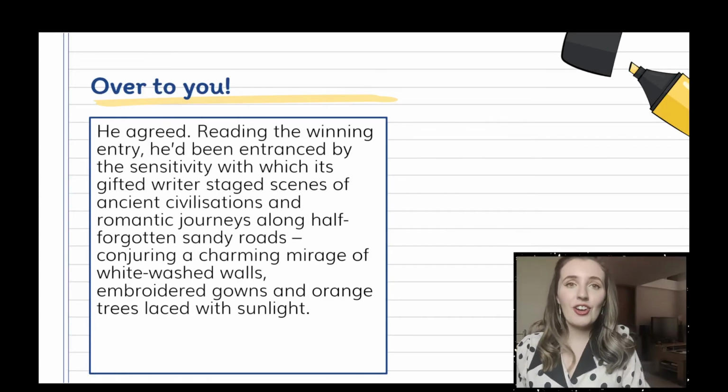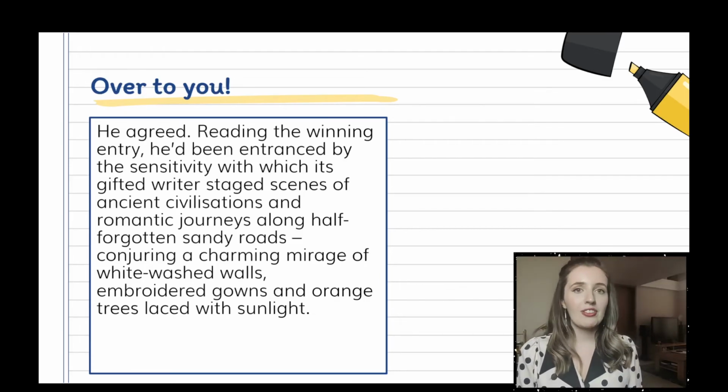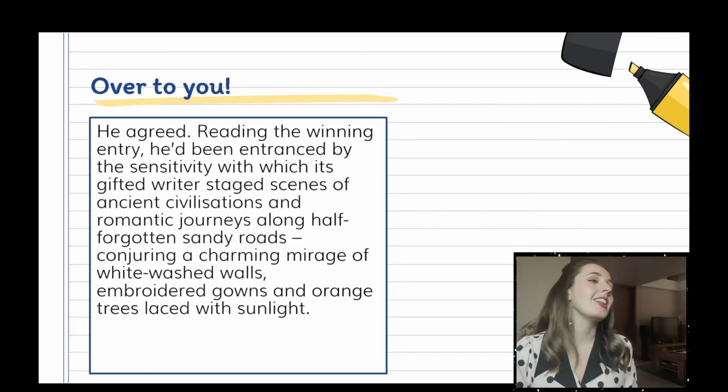Okay, so now we are over to you. What I recommend that you do is have a read through of this paragraph and fill in the planning section on the worksheet before starting writing. This here is the paragraph that you're going to analyse.